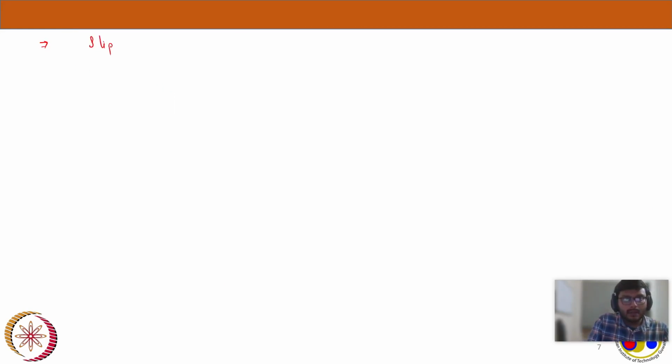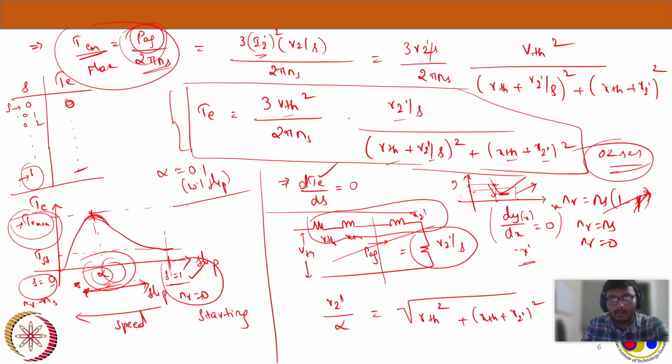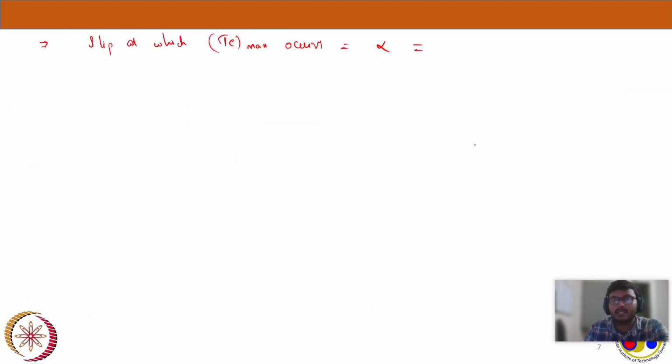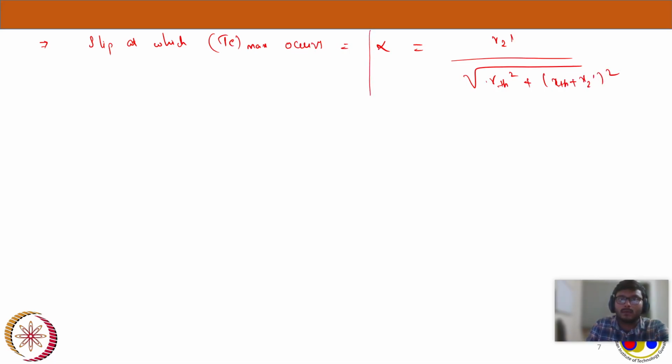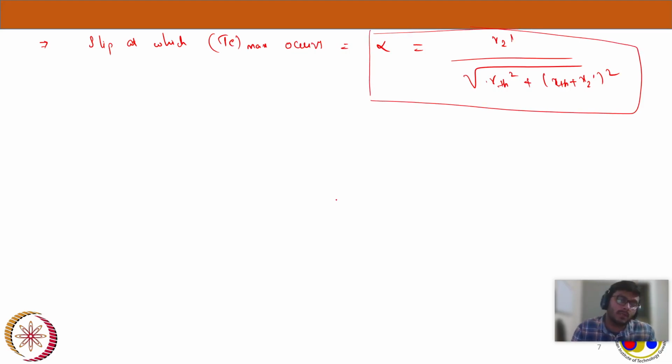Slip at which TE max occurs is equal to alpha. That is, go back to alpha equals R2 dash divided by under root RTH square plus XTH plus X2 dash whole square. That's good. Now this is the slip at which my maximum torque will occur.